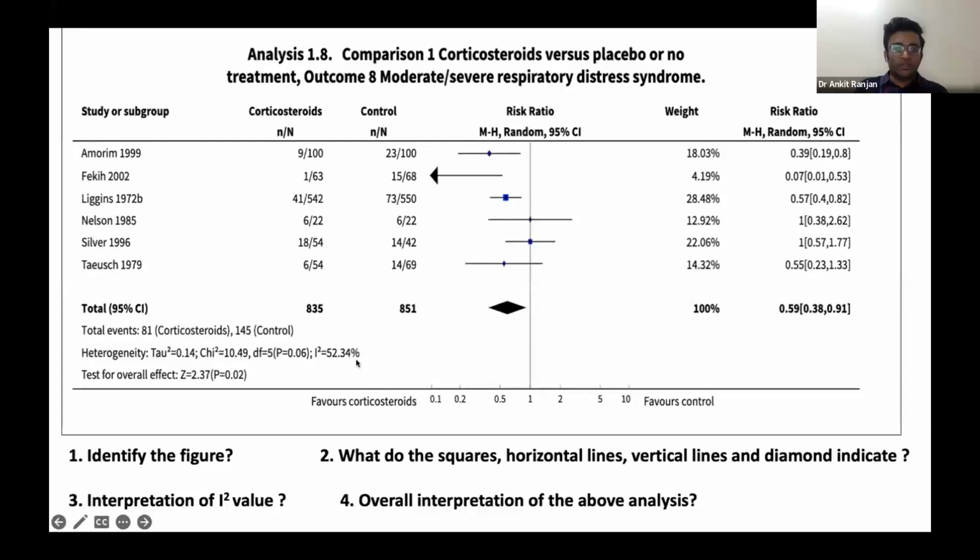In this particular figure, you can see that there is an I square value mentioned. So what is the interpretation of this I square value? And what is the overall interpretation of this study? So you can see that an entity called risk ratio has been mentioned. So what is the interpretation of this analysis?